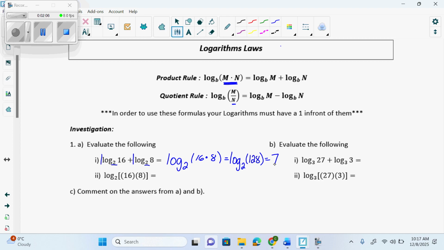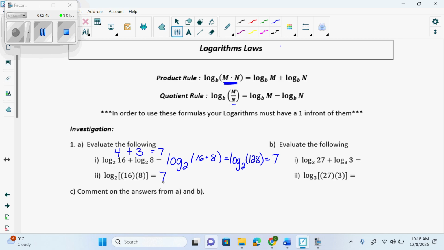So this is the same as this, because I can put it together, but try this if you want to as well. Type this into your calculator plain as day like it is. Log base 2 of 16. So what is log base 2 of 16? This is 4. This is 4 plus log base 2 of 8 is 3. What's 4 plus 3? 7. Same answers, right?